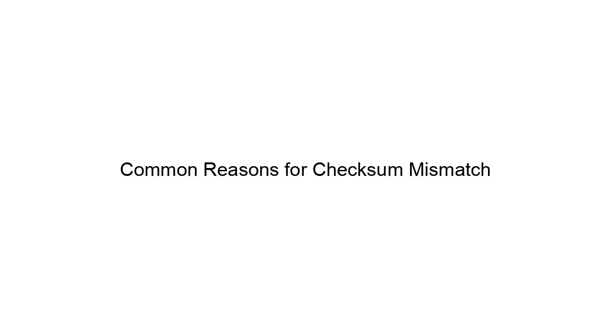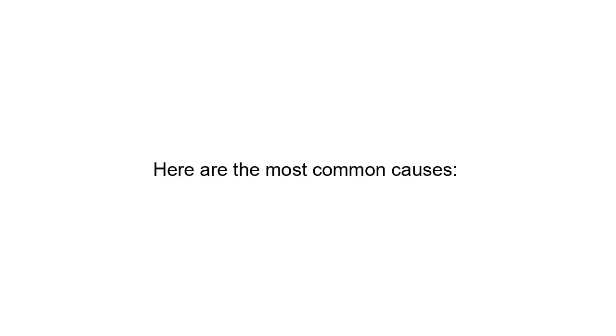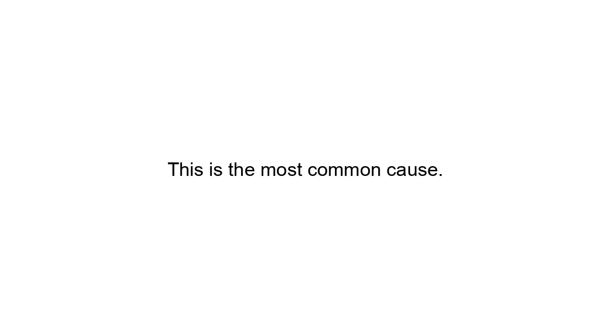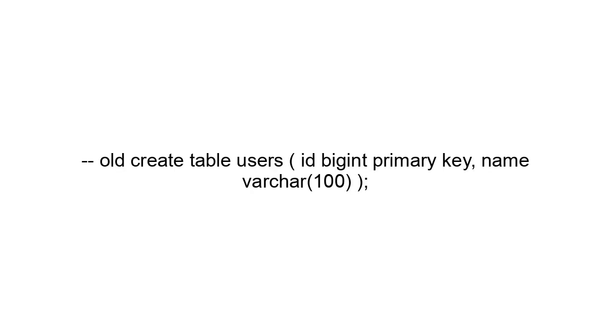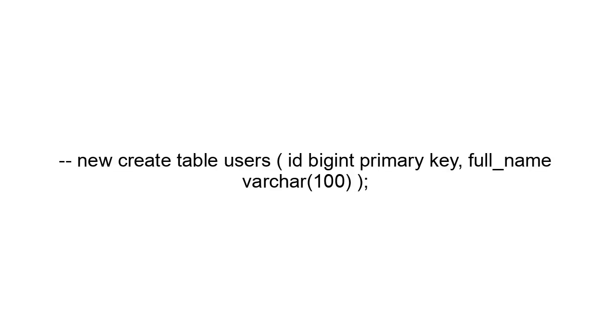Common reasons for checksum mismatch. Here are the most common causes. 1. You edited the migration file after running it. This is the most common cause. Example. Old: create table users, id bigint primary key, name varchar 100. Later changed to new: create table users, id bigint primary key, full_name varchar 100. Now, the checksum changes.